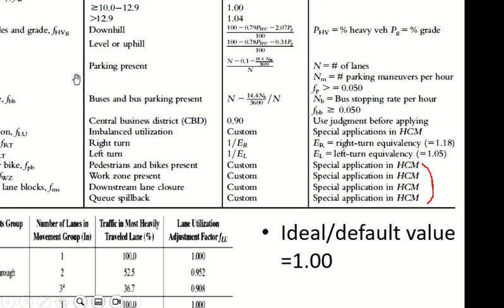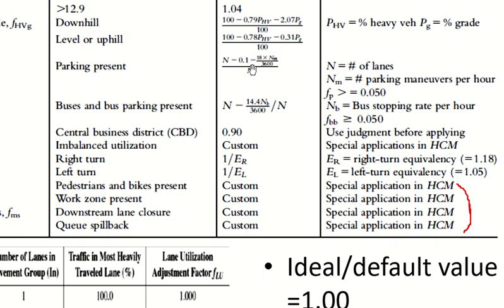The next equation: if you have parking beside the road, directly beside the road near the intersection, then you will use this equation to calculate the factor. NM is number of parking maneuvers and N is number of lanes in your lane group. Obviously if parking is present, it will be on the right hand side of the road. So I will apply this parking factor for the lane group which is on the right hand side of the road. If I'm doing it for a lane group which is in the middle of the road, on the left hand side, then I don't need this factor.